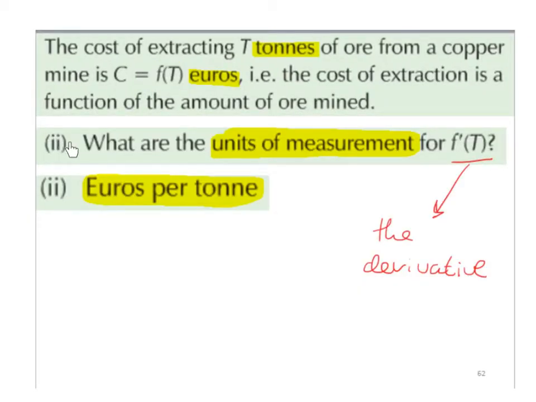Question 2. What are the units of measurement for f prime t, the derivative? So the units of measurement are euros per ton, because the cost of extracting t tons of ore from a copper mine is C equals f of t euros. So euros per ton, that's the unit of measurement.